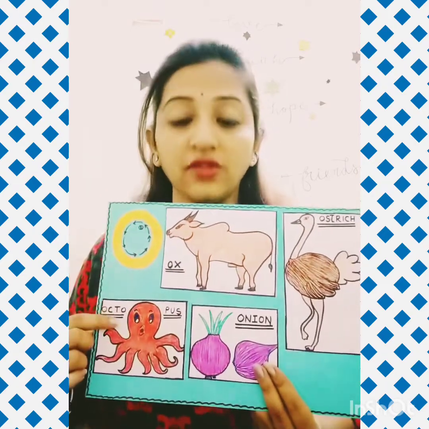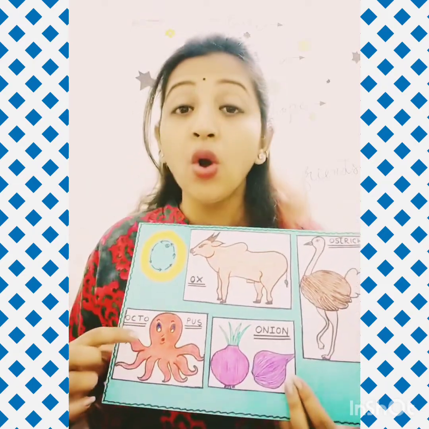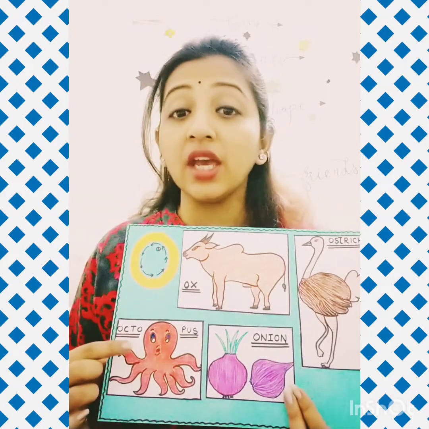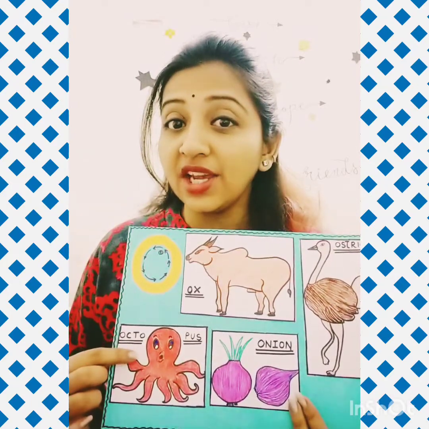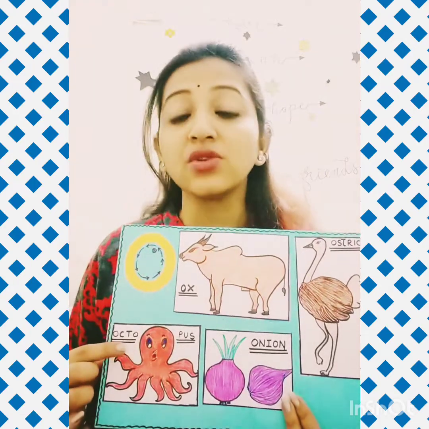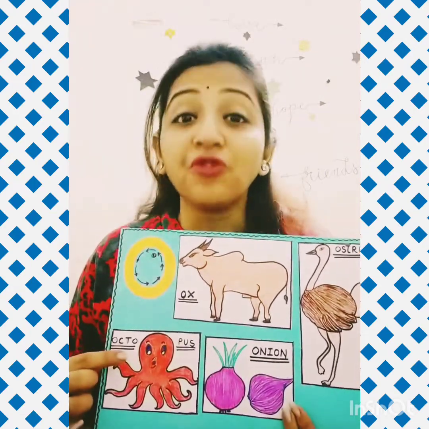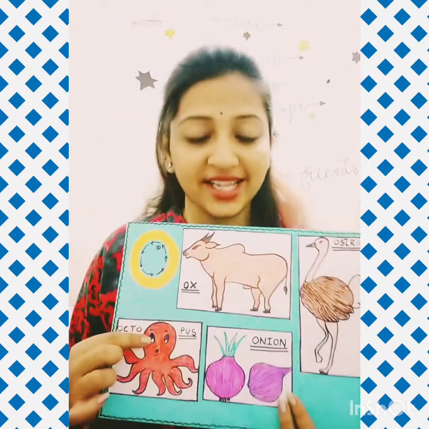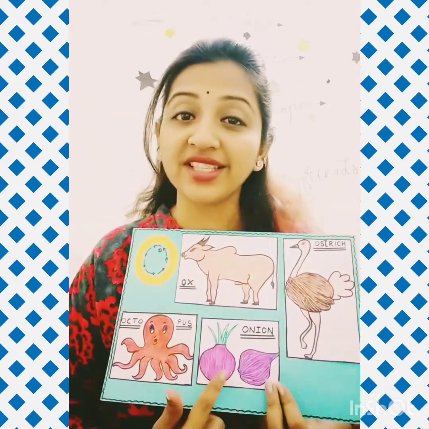Now see. O for octopus. Where does the octopus live? Do you know? The octopus lives in water. So it's a water animal. O for octopus.